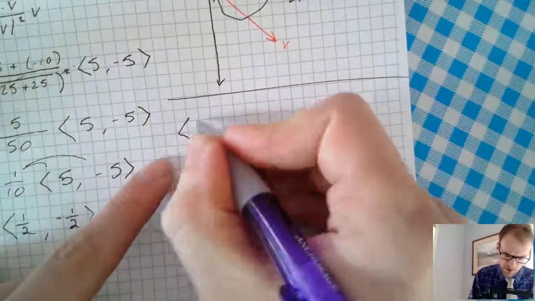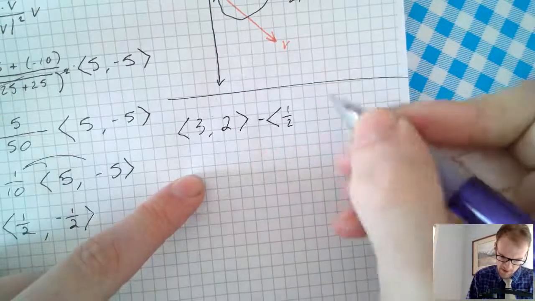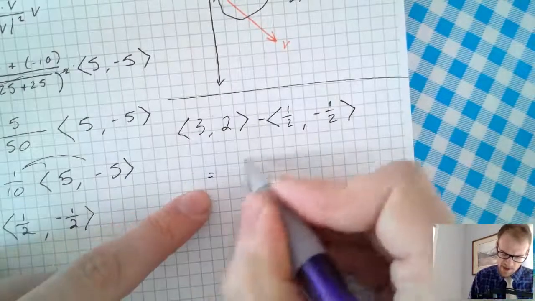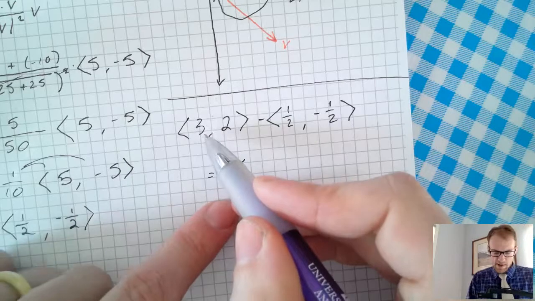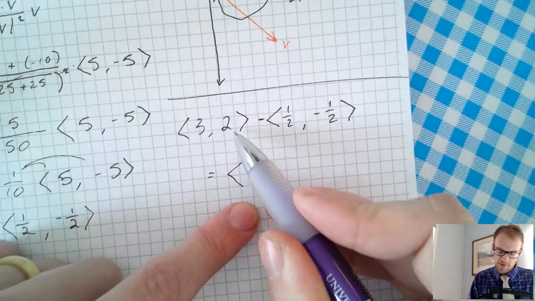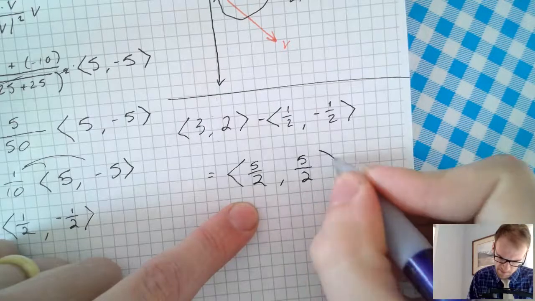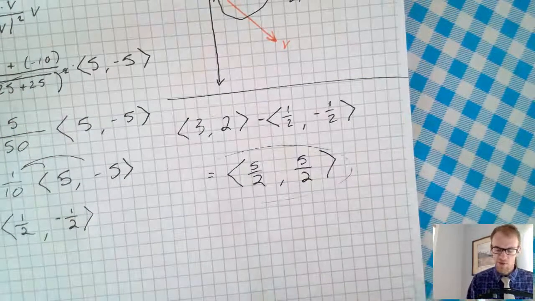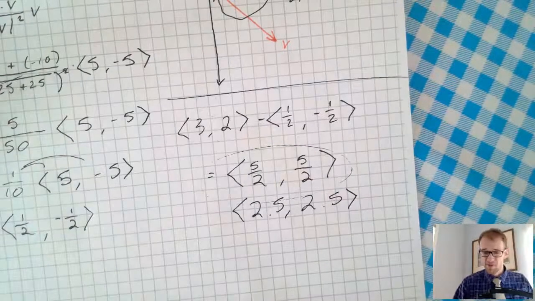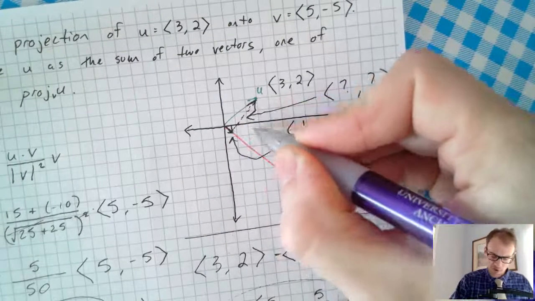Vector u is 3, 2 minus the projection vector we found. Well, that's going to be, well, what's 3 minus 1/2? 3, that's 6 halves minus 1/2, that's going to be 5 halves. 2 is 4 halves plus 1/2, that's going to be 5 halves as well. Okay, so this is 5/2, 5/2, or we could also write that as 2.5, 2.5 for those of you who really don't like improper fractions. Does that look right? Okay, yeah, so this dotted vector looks like it goes over 2.5, up 2.5.